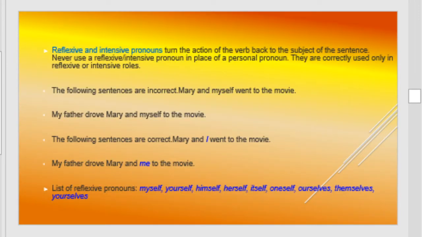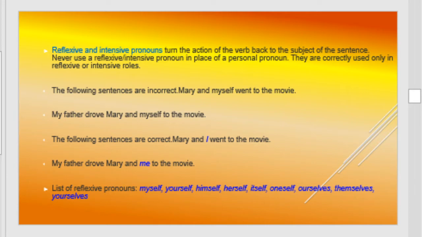Next, we also have reflexive and intensive pronouns. As I've told you, they turn the action of the verb back to the subject of the sentence. Never use a reflexive or intensive pronoun in place of a personal pronoun. So we can say I go out, not himself go out. We cannot use this as a subject. They are correctly used only in reflexive or intensive roles.